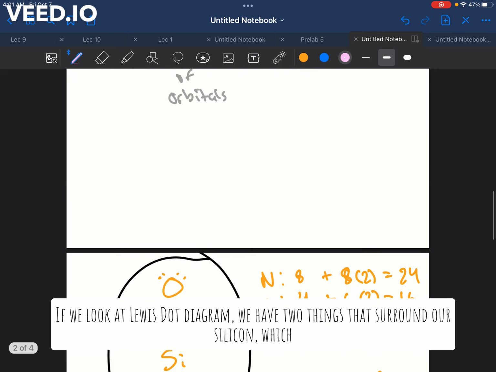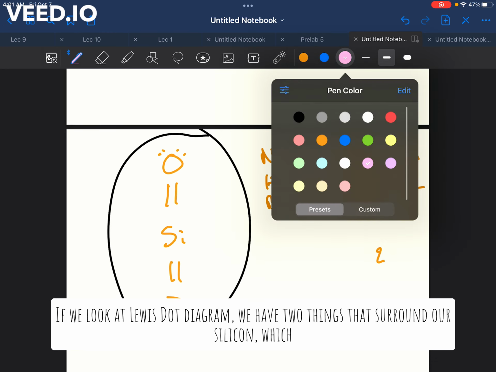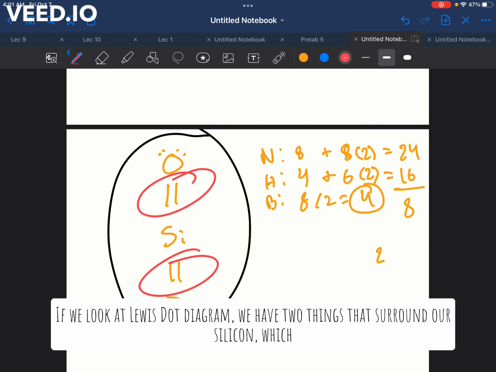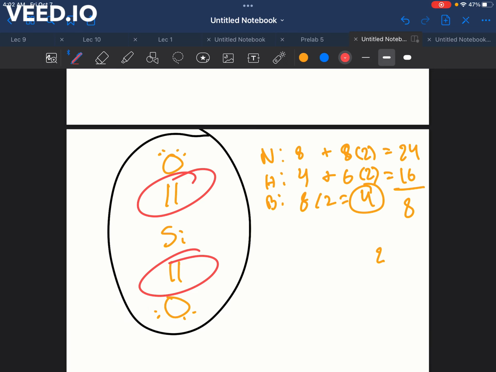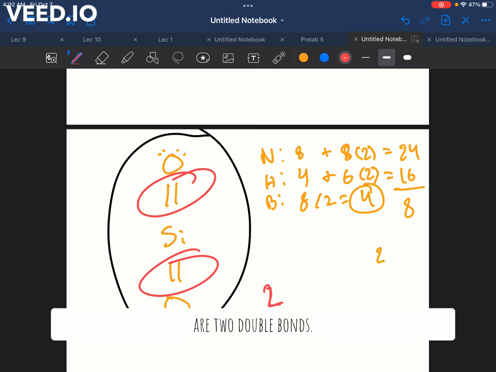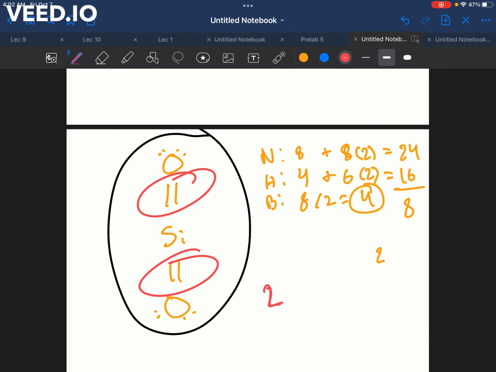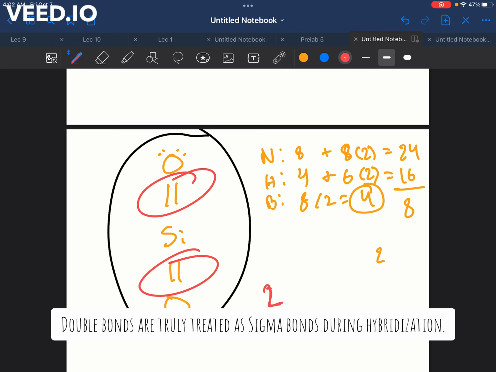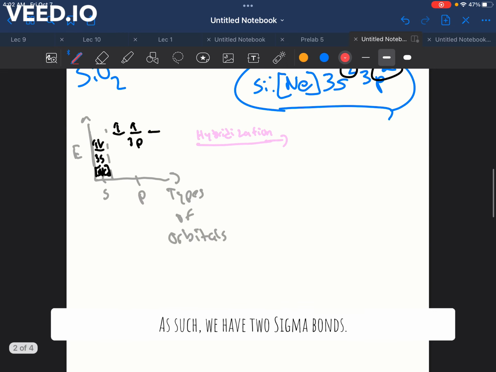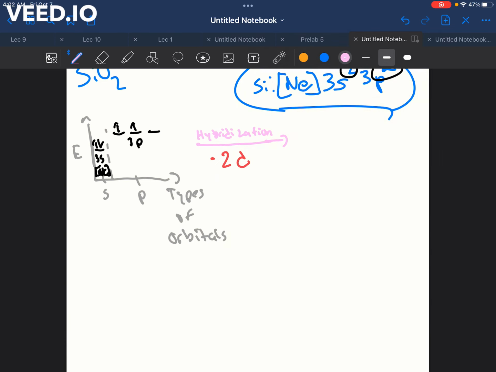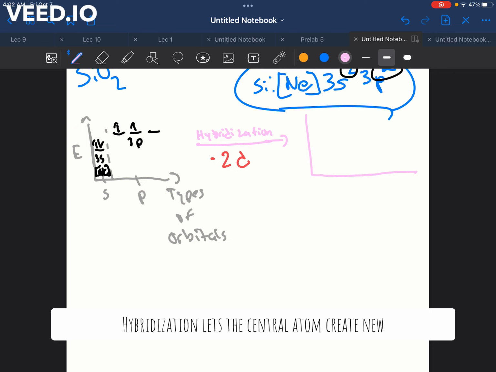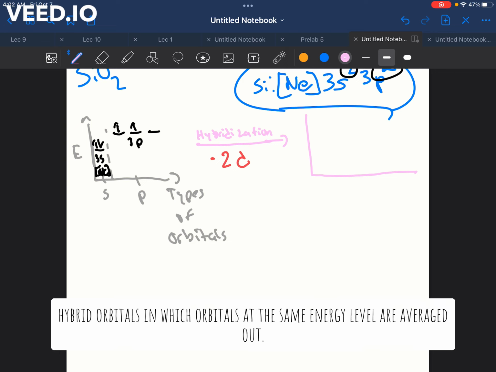Hybridization. If we look at the Lewis dot diagram, we have two double bonds surrounding our silicon. Double bonds are truly treated as a sigma bond during hybridization. As such, we have two sigma bonds. Hybridization lets the central atom create new hybrid orbitals in which orbitals at the same energy level are averaged out.